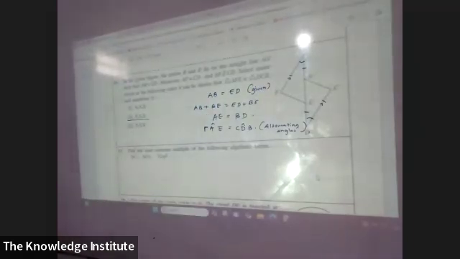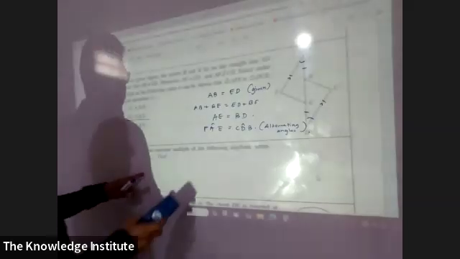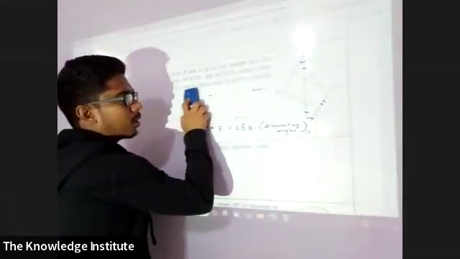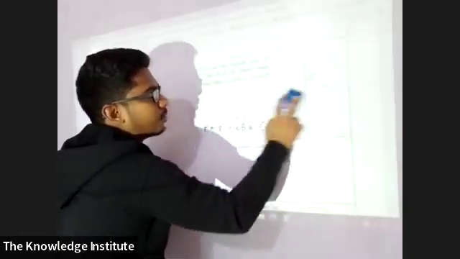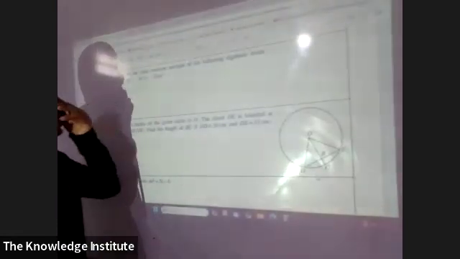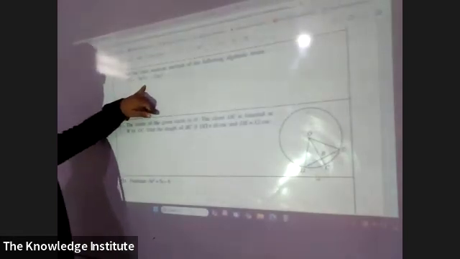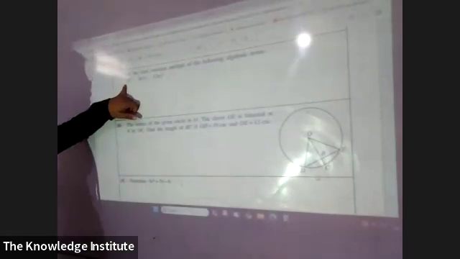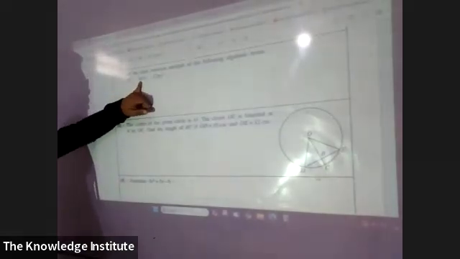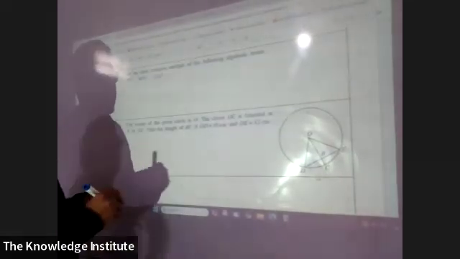Okay. So the next question: find the least common multiple of the following algebraic terms. In your paper, you will get one question. How do we do this? Find the least common multiple of the following: 3x squared, 9x squared, and 12y squared.